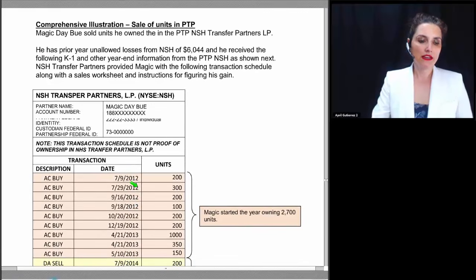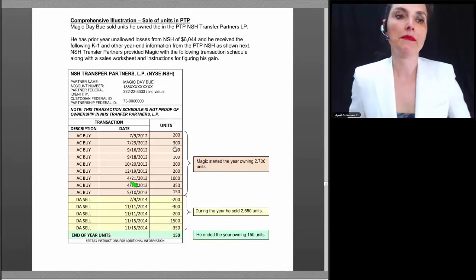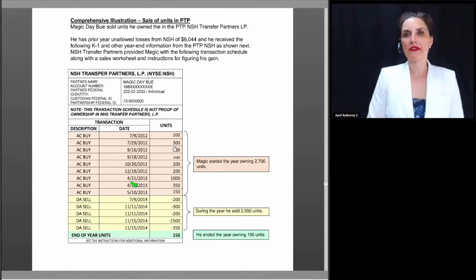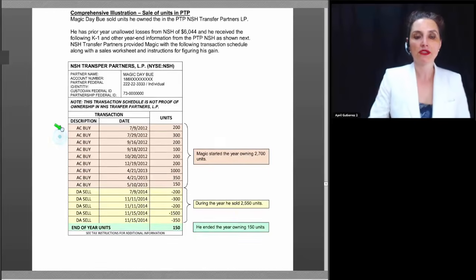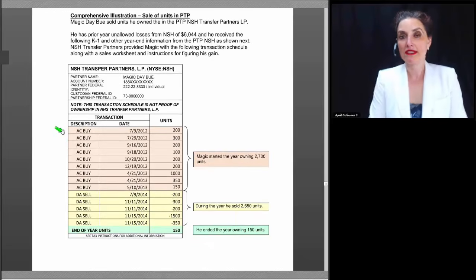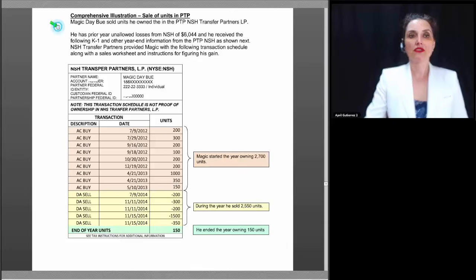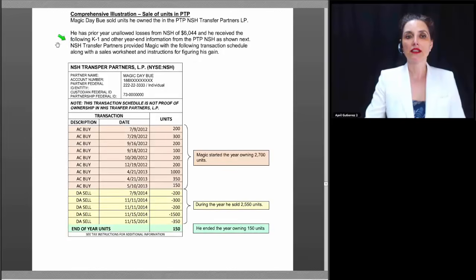Now, I've created a detailed illustration for you, and it's based upon examinations I've had of tax documents brought to me by clients. I've taken real documents and then converted those into a problem for you. And these documents that you see in the problem are pretty much exactly what it is I see my clients bringing into me currently. Our character in this story is Magic Debut, and he sold units in the PTP called NSH Transfer Partners LP. He has prior unallowed losses from NSH of $6,044, and he received the following K1 and other year-end information from the PTP as shown next.